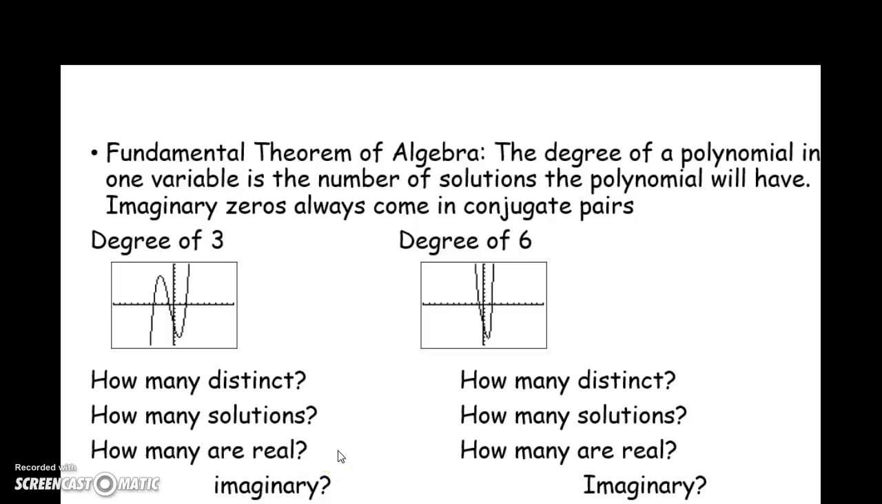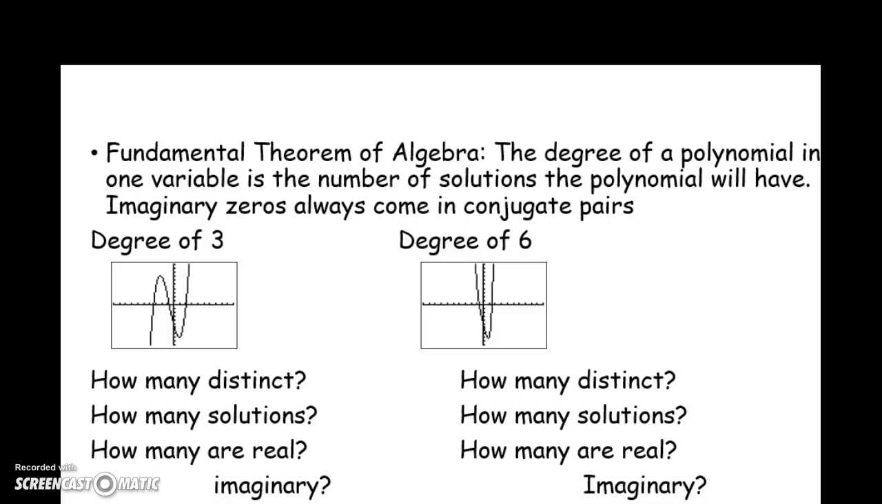The fundamental theorem of algebra, and you have this already on your sheet, says the degree of a polynomial in one variable is the number of solutions you have to have. And the imaginary solutions always come in pairs, conjugate pairs. So here's a couple of examples we're going to go through.